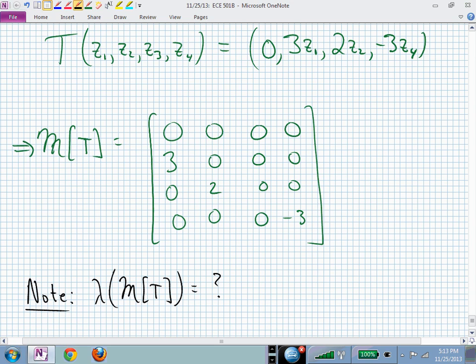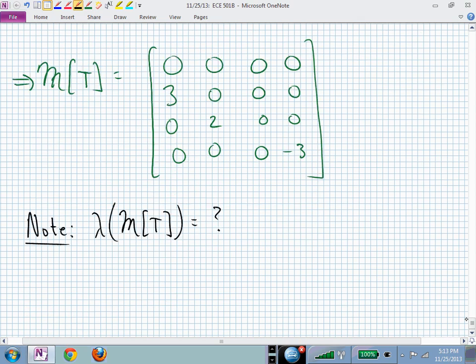Anytime you have a triangular matrix, either lower triangular or upper triangular, where are your eigenvalues? They're still on the diagonal, aren't they? So how many unique eigenvalues do we have? We have a 0 eigenvalue, and we have an eigenvalue of -3. So we only really have 2 distinct eigenvalues for this particular linear operator. The eigenvalues here are 0 and -3.